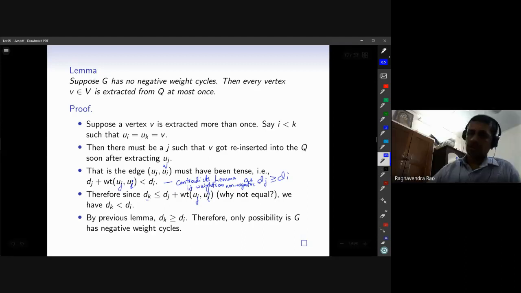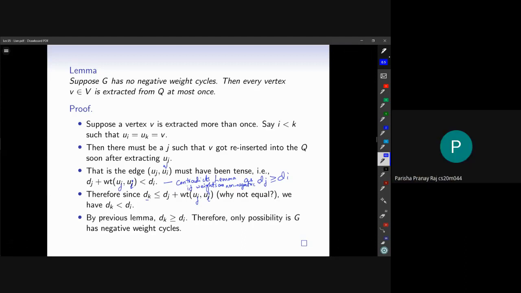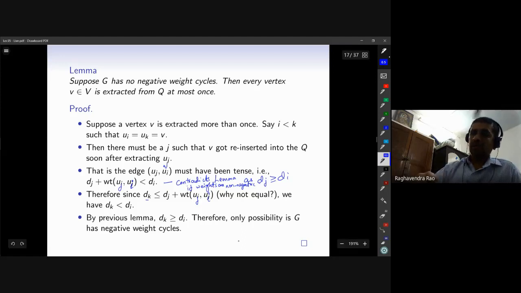Hello, sir. Can you explain the fourth step? Yes. See, when at the kth step this vertex is being extracted, it's guaranteed that this value is smaller than this value. It may not be equal because you might have applied decrease key again somewhere.